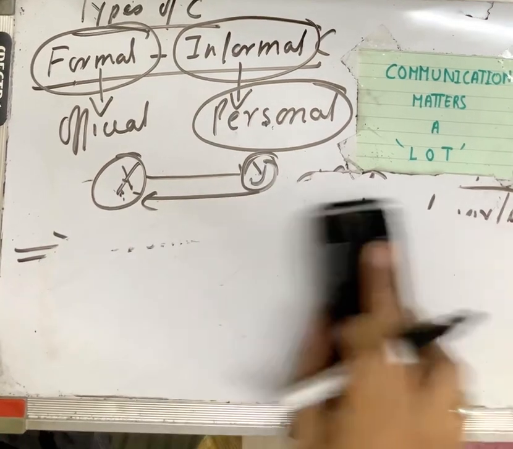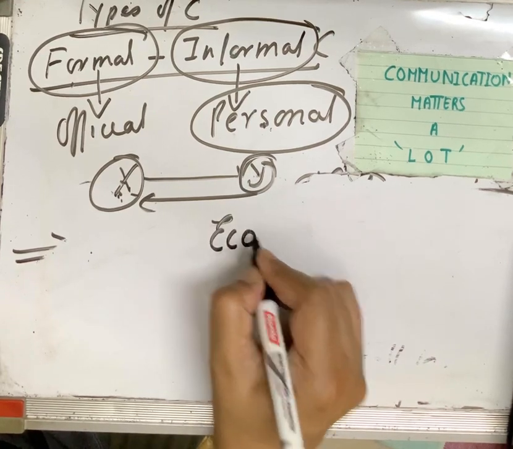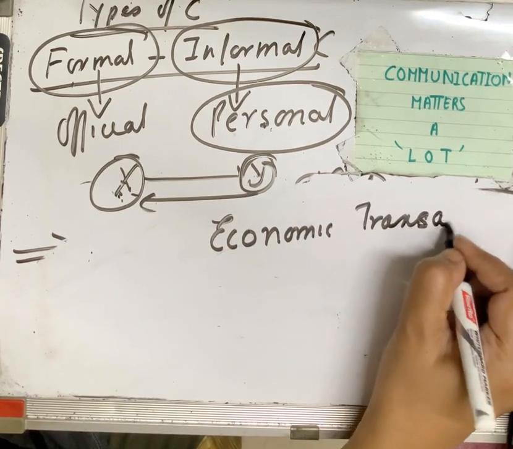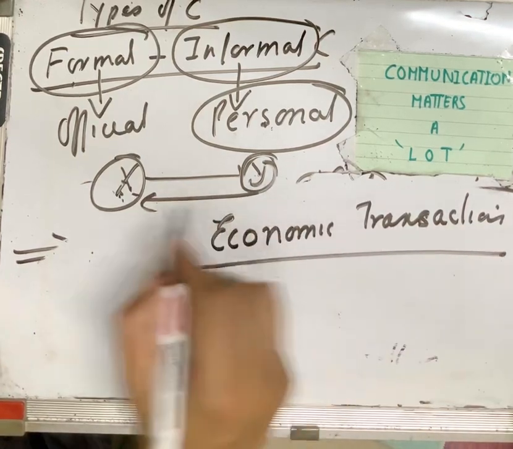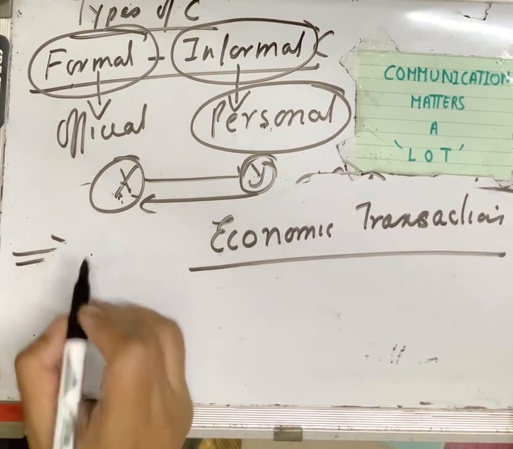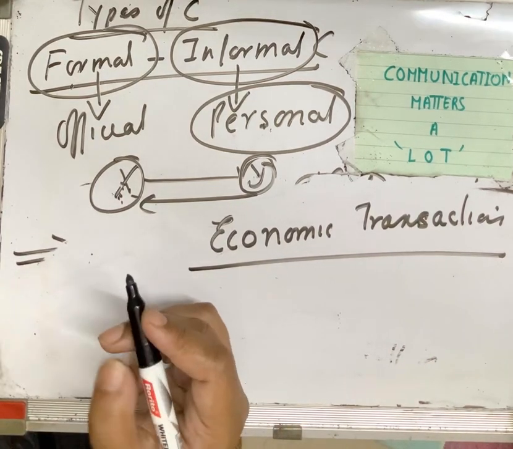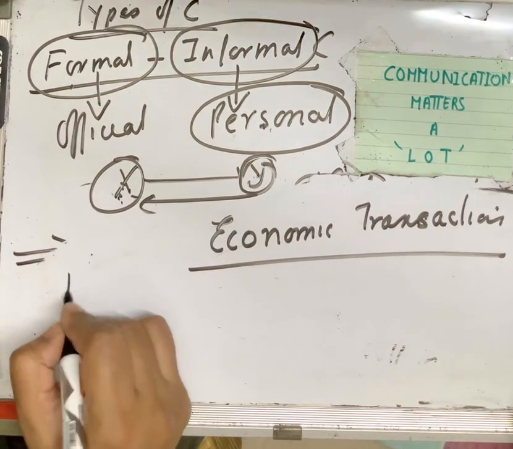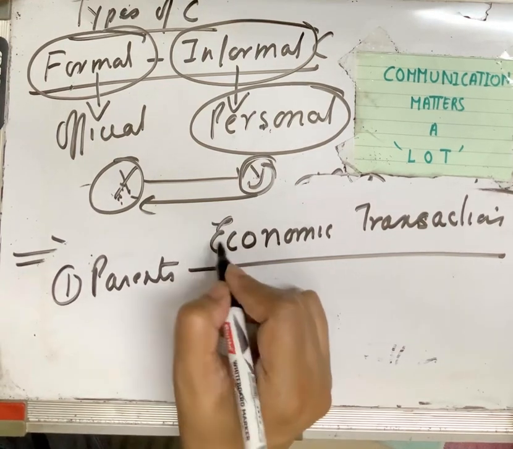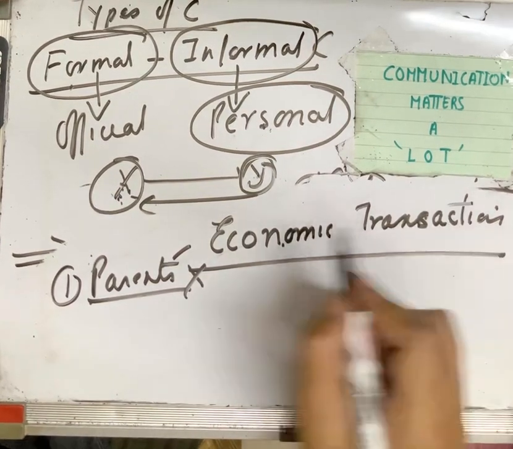But when X and Y are related in a relationship that is based on economic transactions, your relationship becomes business. How does it start? Let's say X is you, a young boy or girl around 20 or less. Right since morning, whom do you meet? One, you meet your parents. Your relationship is not with your parents. This is not economic. There's no economic transaction.